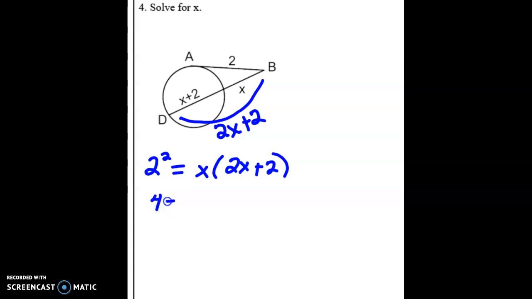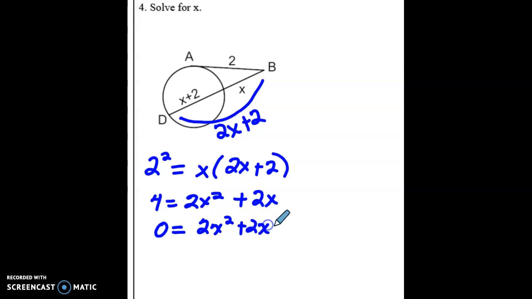So you get 4 is equal to 2x squared plus 2x. It's a quadratic, so you're going to set it equal to 0. Hopefully you notice that this has a GCF. The GCF is 2, so pull it out. It just makes factoring easier.